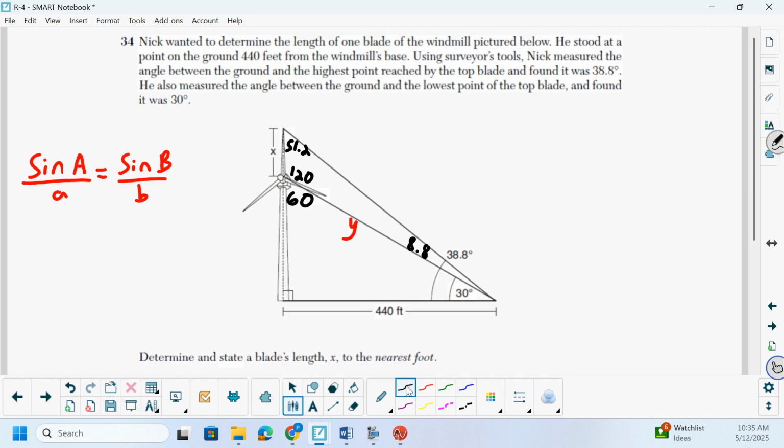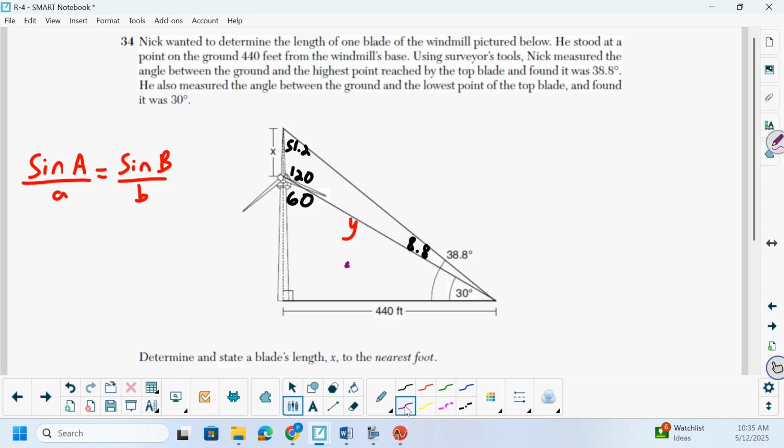So what we're going to do is we're going to start with the bottom triangle that has the 440 in it. We'll find the side they share using law of sines, and then we'll do law of sines again to find the smaller triangle. So working with this bottom triangle here, we want to make sure that y is involved, and we'll also have to use the 440.